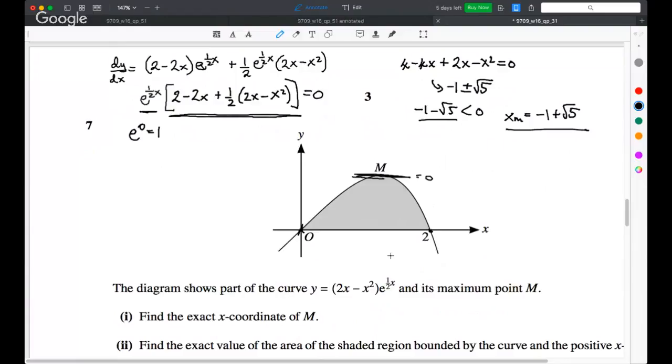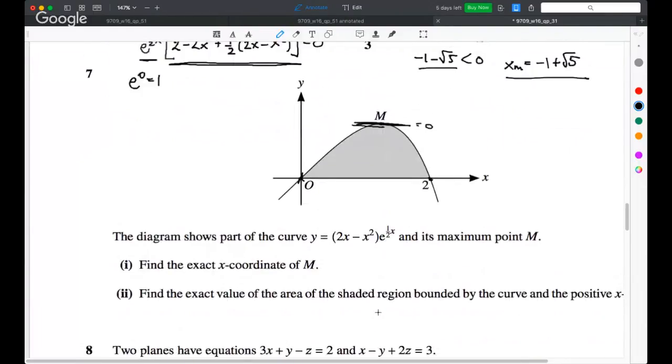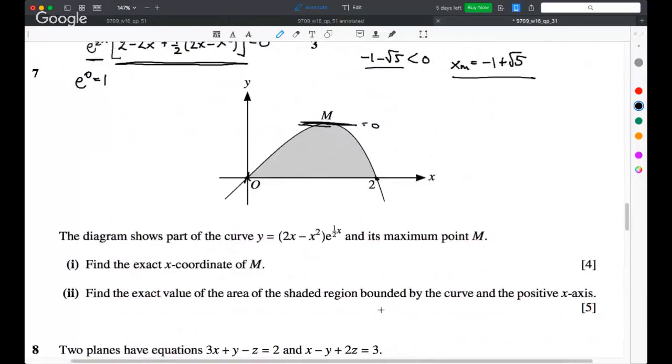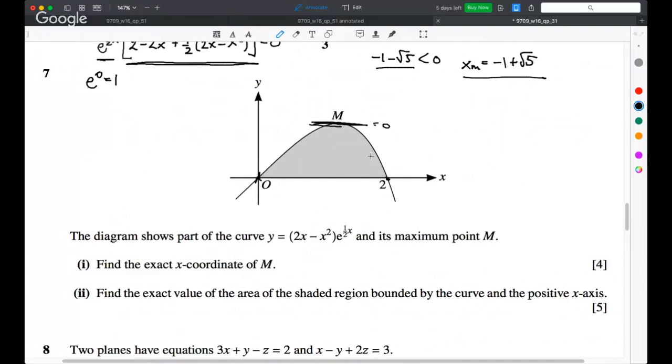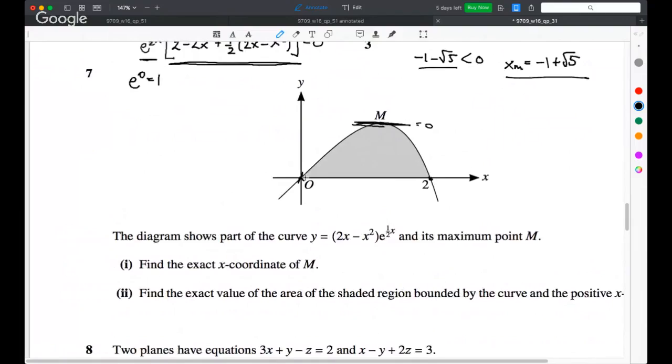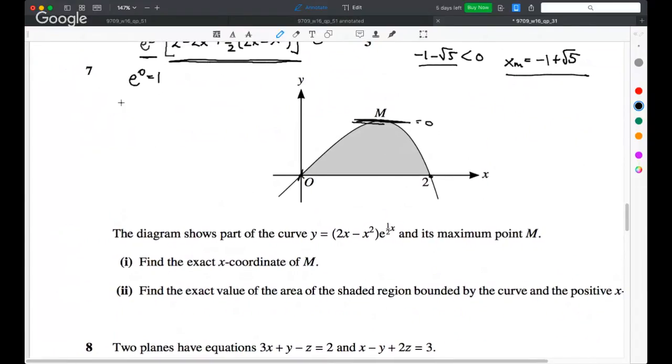Now they want the area of the shaded region bounded by the curve and the positive x-axis. So this just requires you to know that the area under a curve is the integral of that curve. So let's go through it. Luckily, this is a very nice one where it's just bounded by the x-axis, so you don't have to worry about getting another area and subtracting. You just have to integrate this curve.